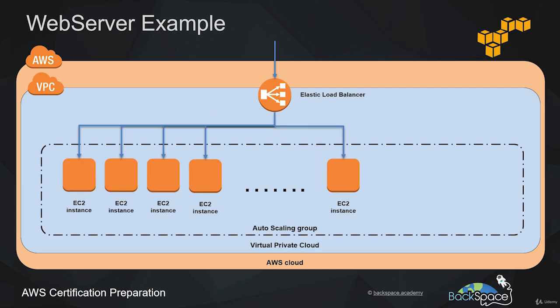It can automatically launch EC2 instances when the demand on those instances increases, and it can automatically terminate EC2 instances when the demand on those instances goes down. It can also perform health checks on those instances, and if one of those instances becomes unhealthy for whatever reason, it can replace that instance with a healthy instance, and it will do that automatically without you having to do anything at all.